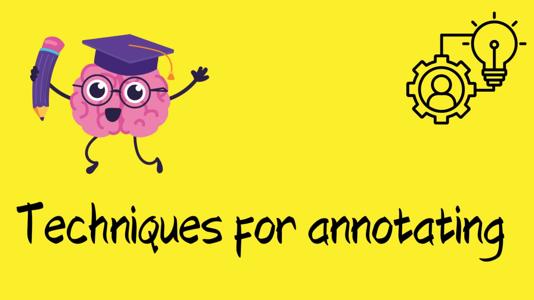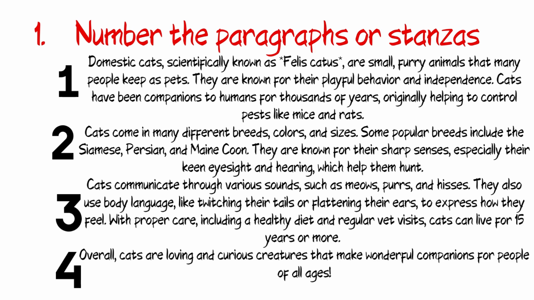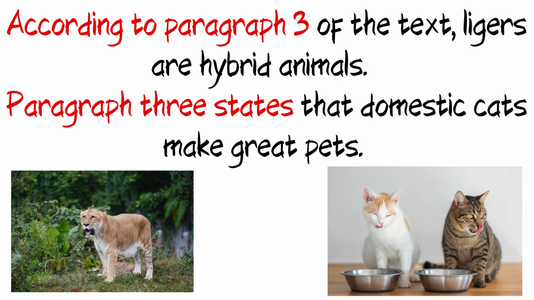Now, let's go over some specific techniques for annotating. Grab a piece of paper and a pen or pencil because you'll want to practice these techniques as we go along. 1. Number the paragraphs or stanzas. When you are reading a text, be sure to write a number next to each paragraph or stanza. When you number your paragraphs or stanzas, you make it easier to refer to a particular section of the text. For example, if we are writing a constructed response, we can refer to paragraph 3 of the text to give our reader a sense of direction.